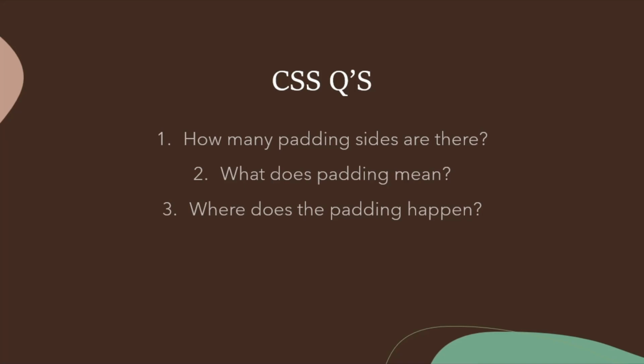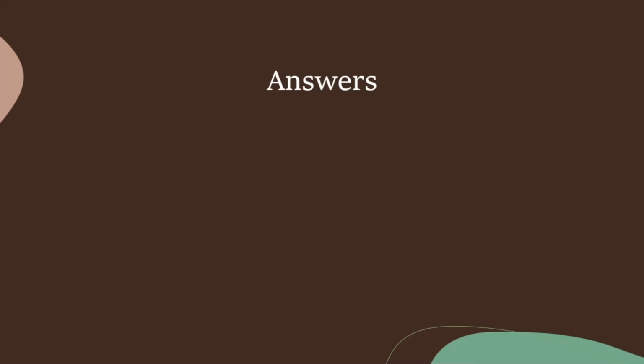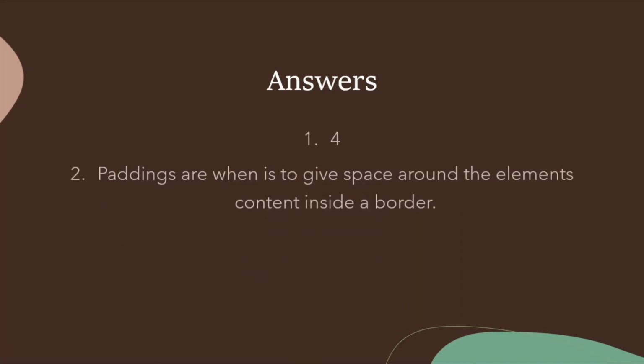Hopefully you've answered all those questions. If you haven't, just pause the video before we go into the answers. Now, here are the answers. Number 1, there are 4 sides. Number 2, padding is the space around the element's content inside a border. And number 3, inside a border.